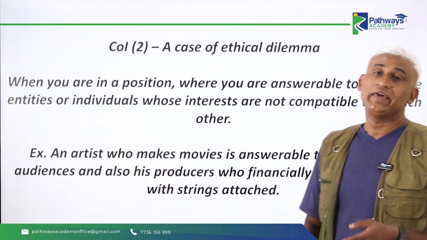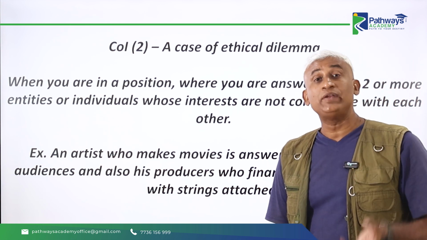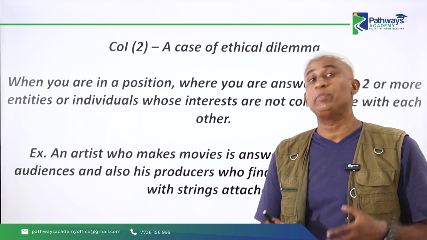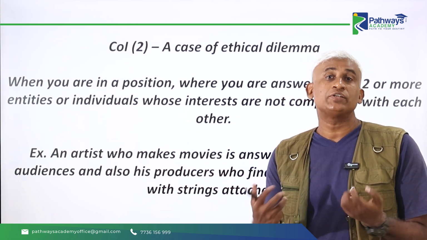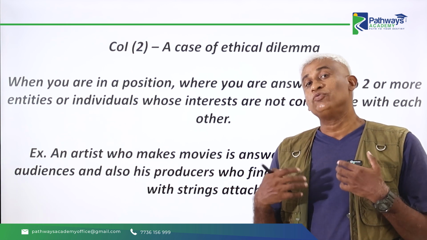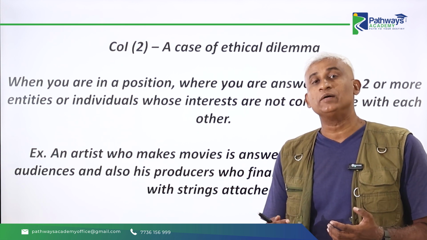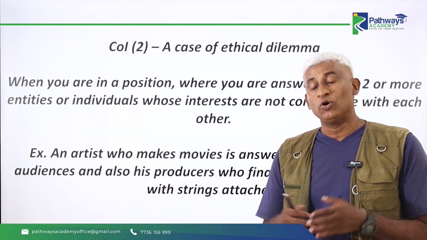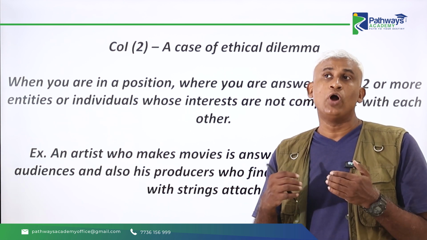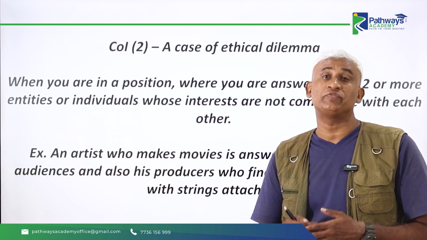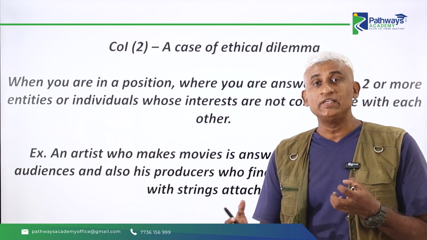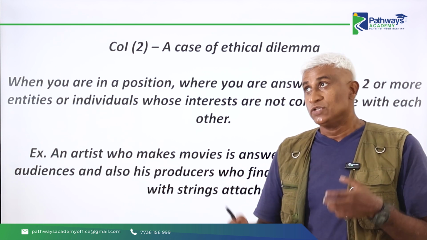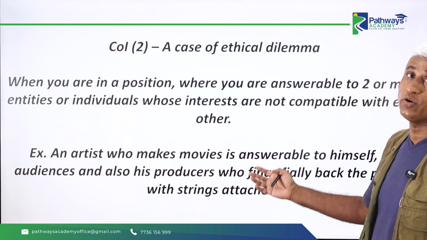For example, in the case of the movie industry, a creative artist wants to tell the story in a particular way, so he has to answer his conscience. But at the same time, his movie is being produced and sponsored by people who would like it to be done in a particular way. So this conflict would be there. He would also have the best interest of the audience in mind. So all these things need not be in the same line. So this is another way of looking at conflict of interest.